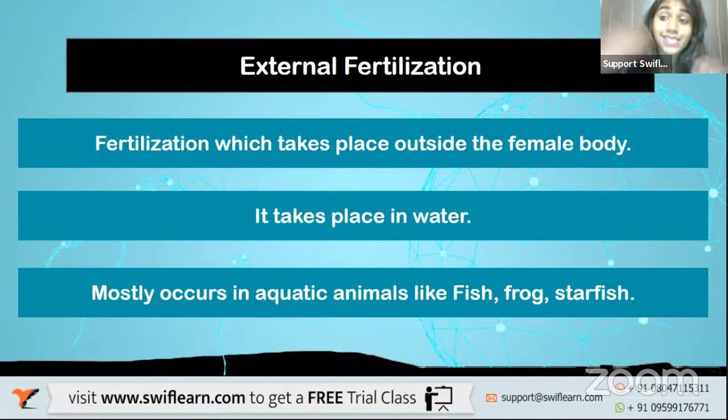Now, moving on to external fertilization. If the fertilization takes place outside the female body, it is called external fertilization. So where does it take place? In water. Examples are fish, frog, starfish. All these have external fertilization. That is, the sperm and the egg are released by the male and female respectively, they come into the water, and in the water they get fertilized.